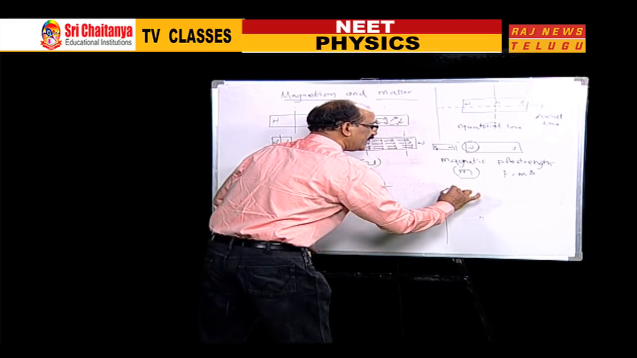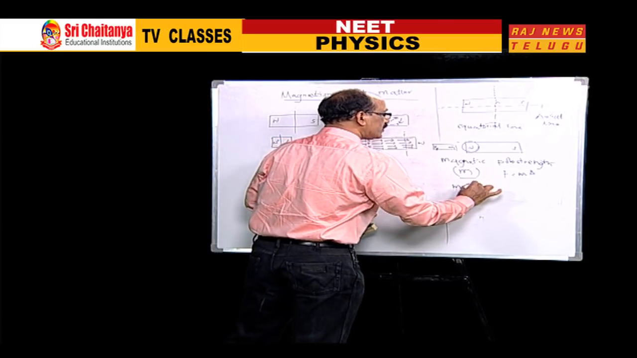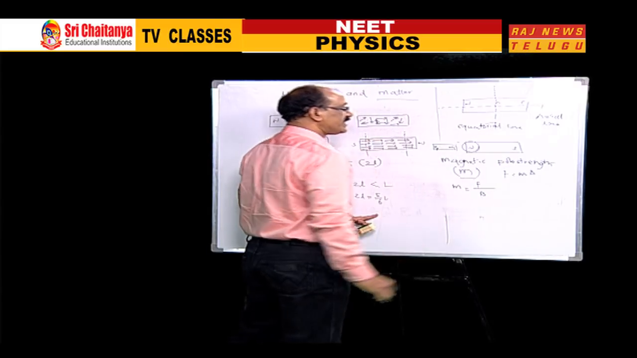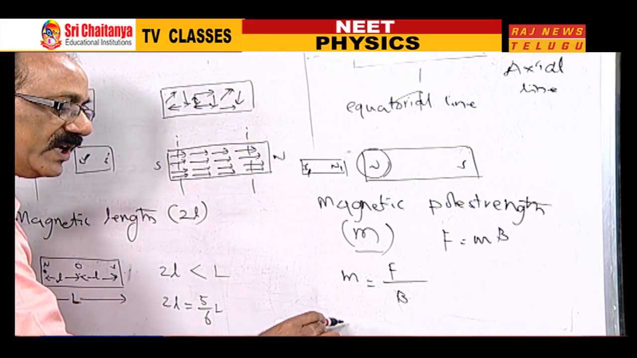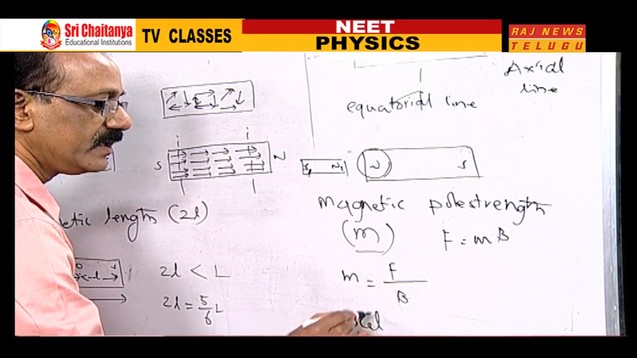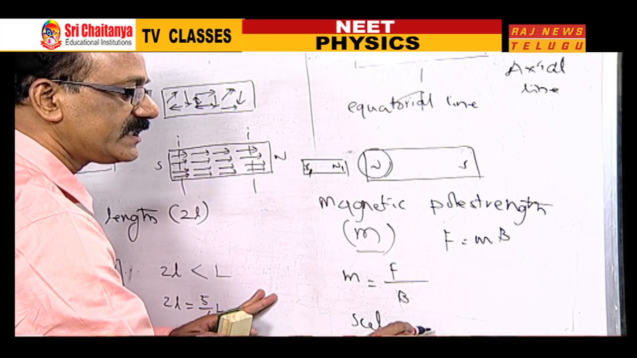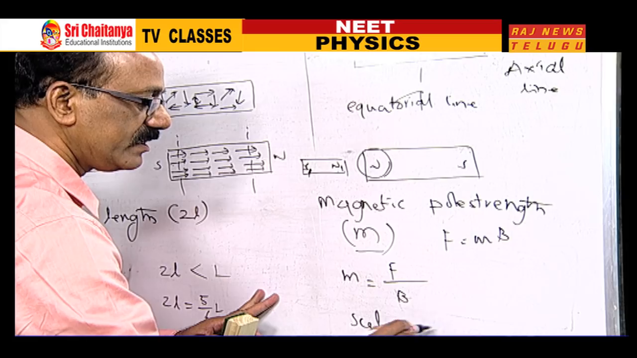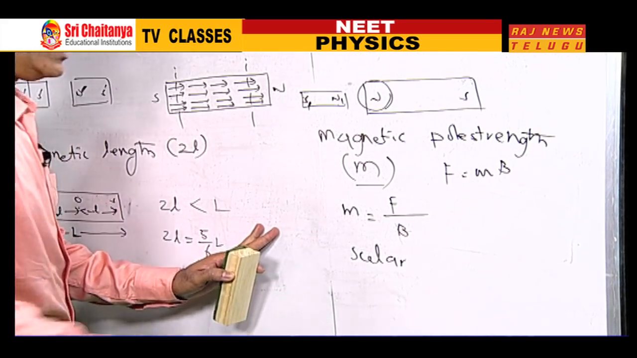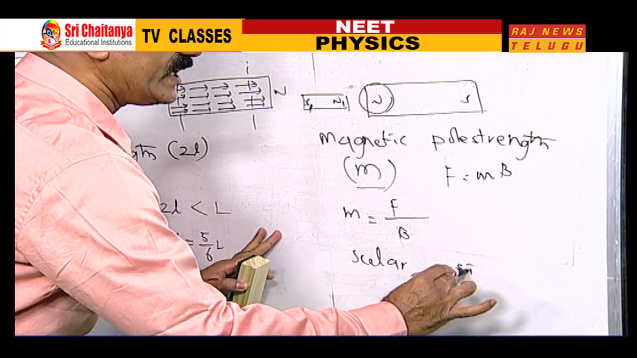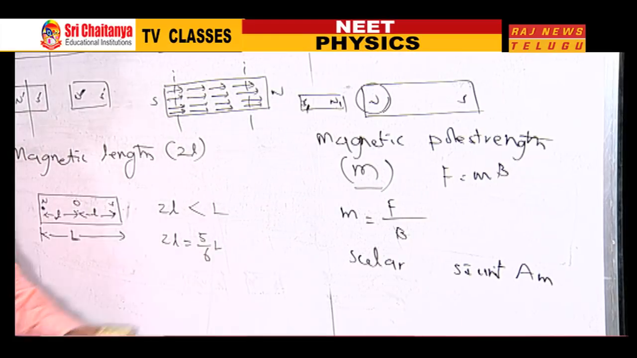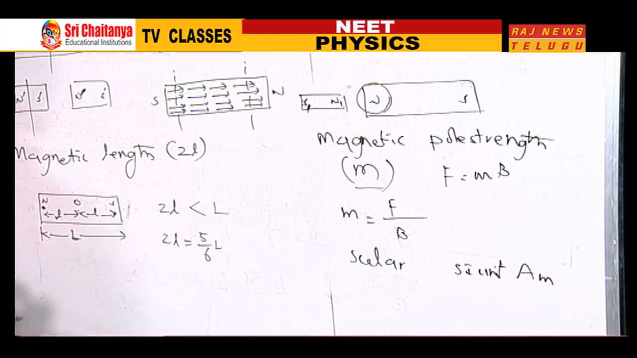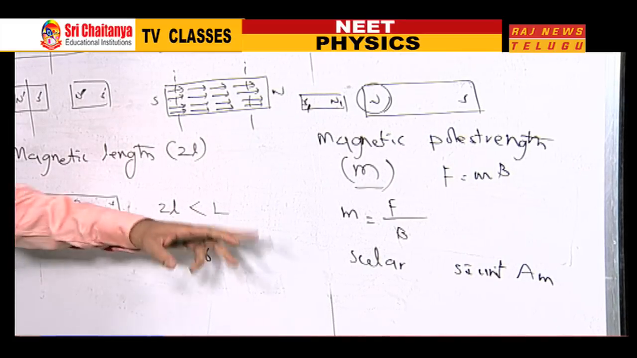From this we can define the magnetic pole strength as the force experienced by a magnetic pole when placed in a magnetic field of unit induction. This magnetic pole strength is a scalar quantity, and it is denoted by small m as I discussed earlier, and its SI unit happens to be ampere meter. Now we understood what is magnetic length and what is magnetic pole strength.